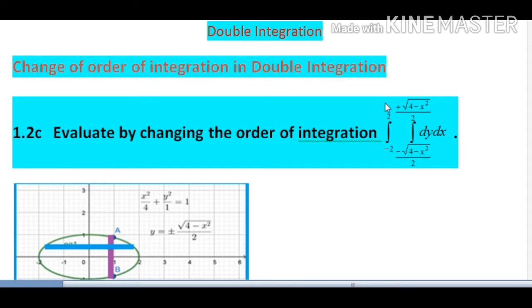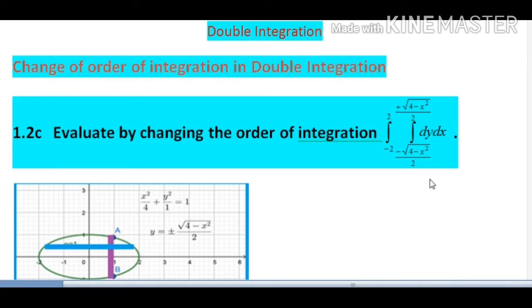Actually, as such, we can directly evaluate the double integral by taking order dy dx, or we can first change the order of integration from dy dx to dx dy and then evaluate. In both cases you will get the same answer. Then why do we need to change the order of integration? Sometimes it is more convenient to solve the question by taking one specific order. Sometimes it is more convenient to take order dy dx, and other times order dx dy.